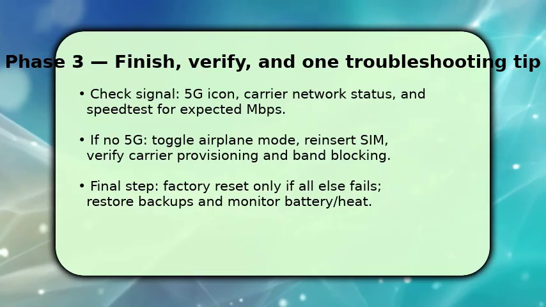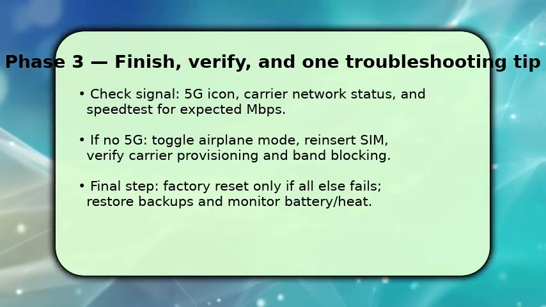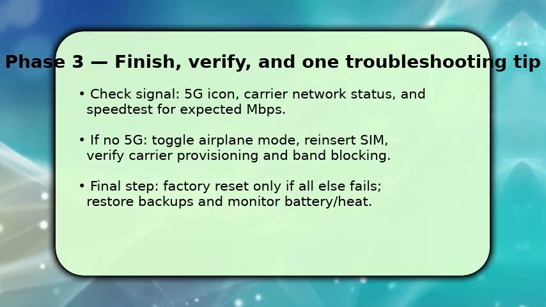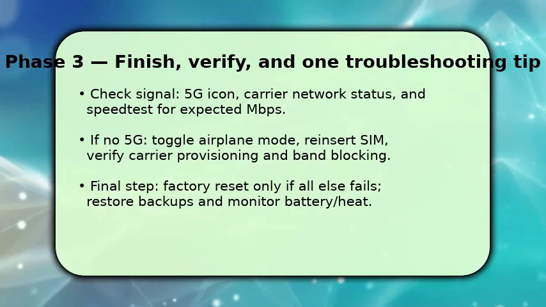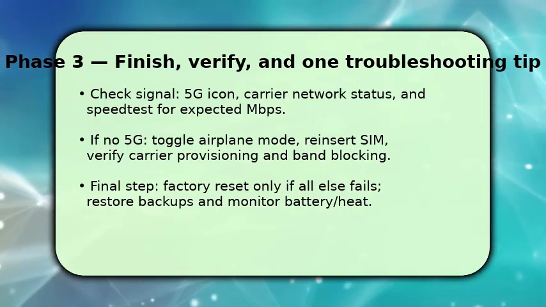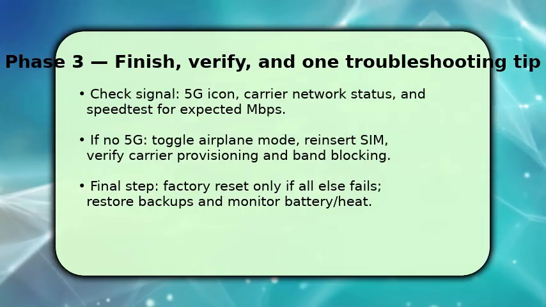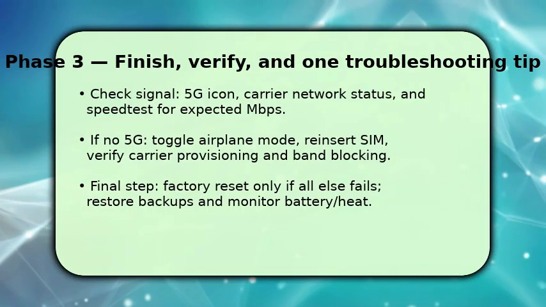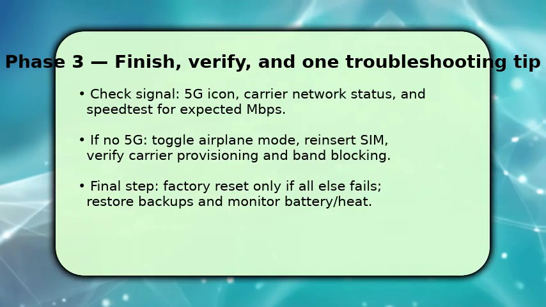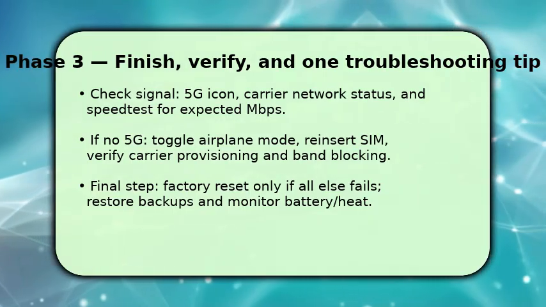Look for the 5G icon, confirm carrier status in settings, and run a speed test to compare Mbps versus 4G. If you don't get 5G, toggle airplane mode, remove and reinsert the SIM, and confirm the carrier has enabled 5G provisioning for your line. Also check for any band blocking in device settings.